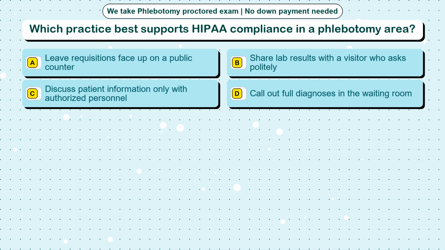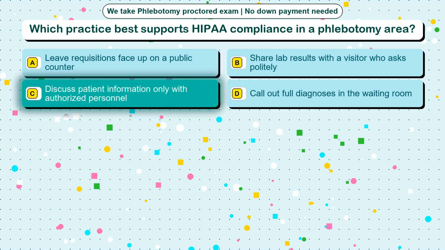Question 53. Which practice best supports HIPAA compliance in a phlebotomy area? Option A. Leave requisitions face up on a public counter. Option B. Share lab results with a visitor who asks politely. Option C. Discuss patient information only with authorized personnel. Option D. Call out full diagnoses in the waiting room.